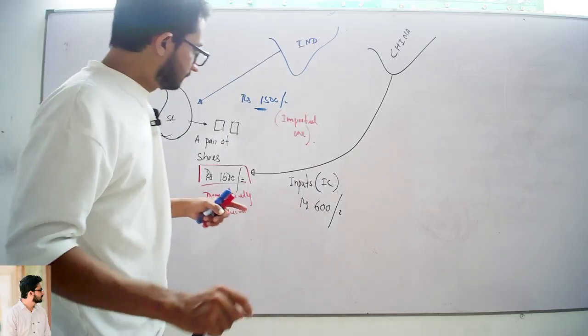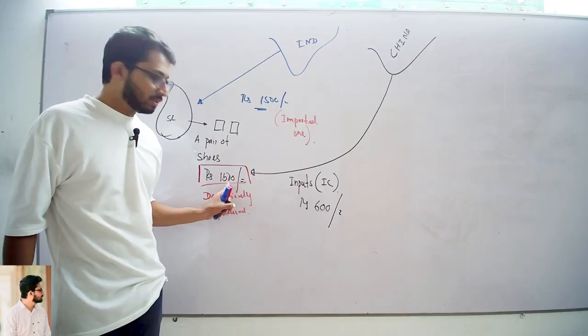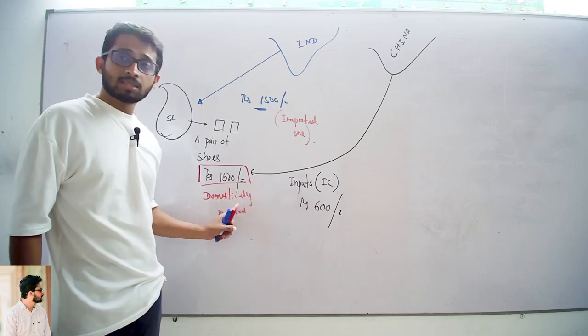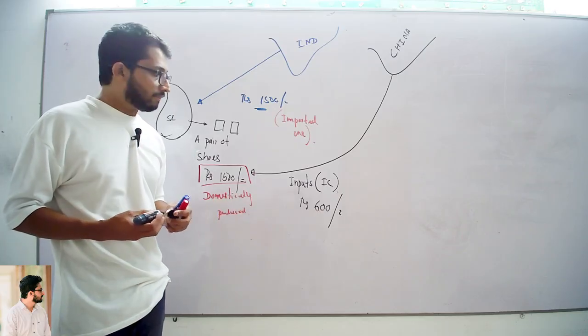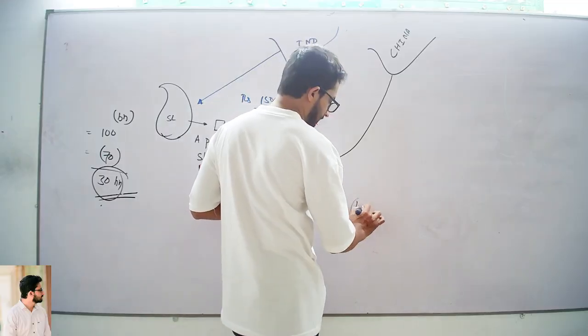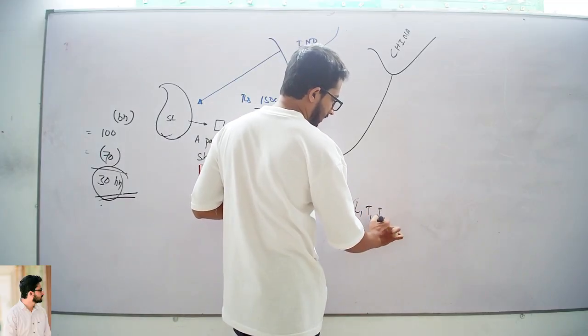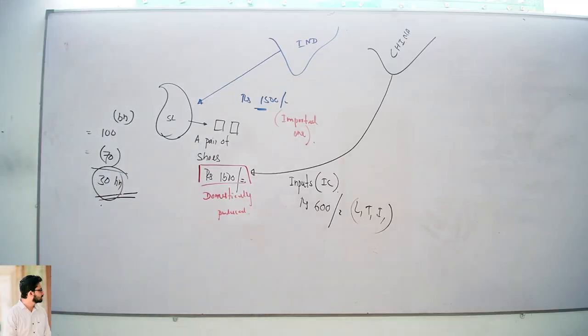Likewise, we produce a pair of shoes inside the country at a price of 1,500. But to produce this pair of shoes, we have imported or used 600 worth of inputs: leather, thread, ink. These are called intermediate inputs. Are you okay with this? Tell me. Yes, sir. Okay.